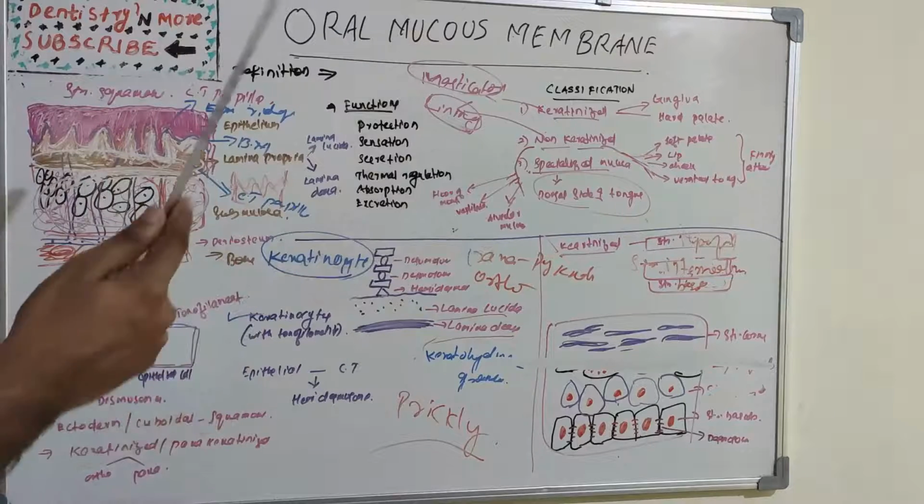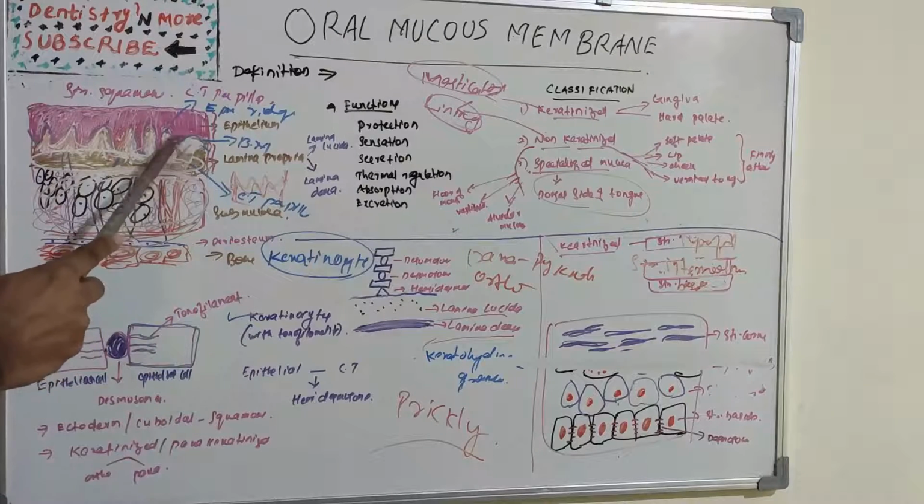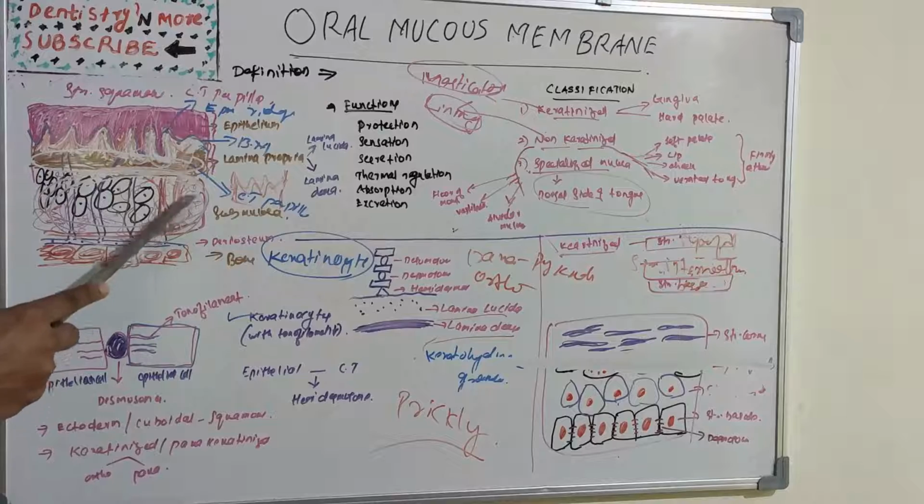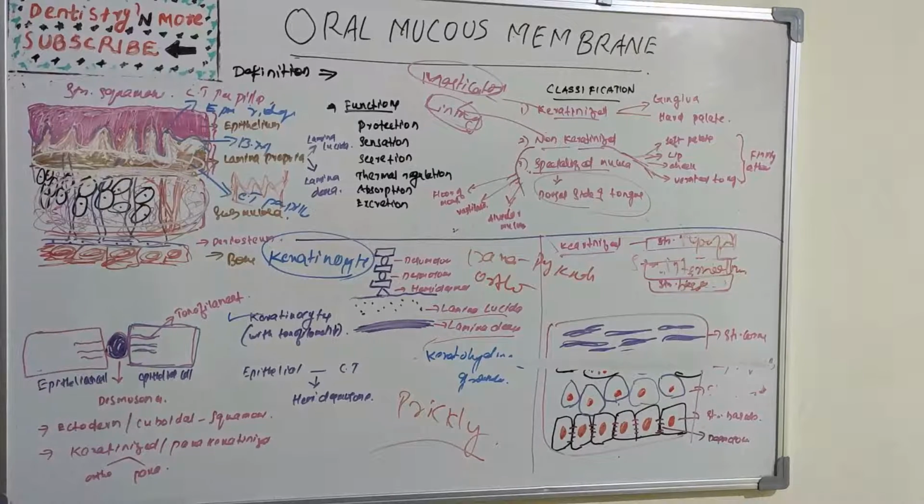Now again we have this classification, that is papillary layer and reticular layer. So this is the reticular layer. Okay, the reticular layer is involved with collagen fibers and blood capillaries.